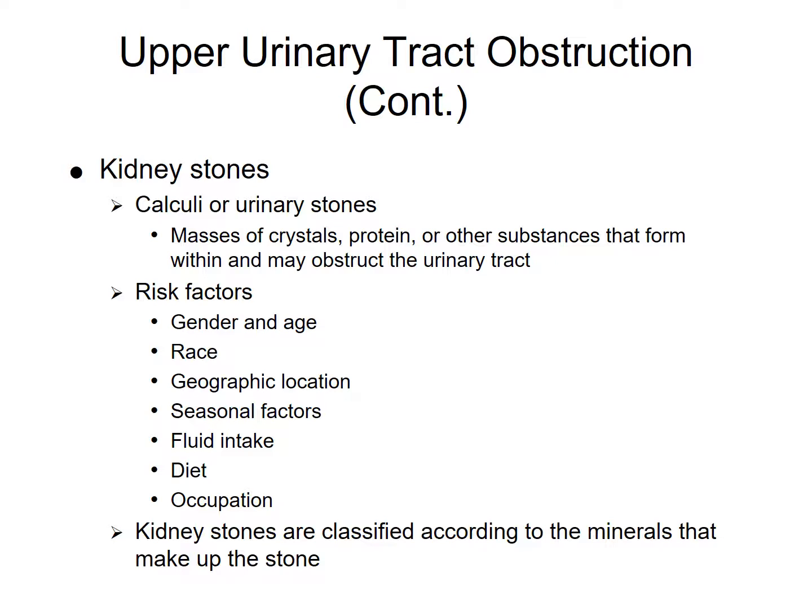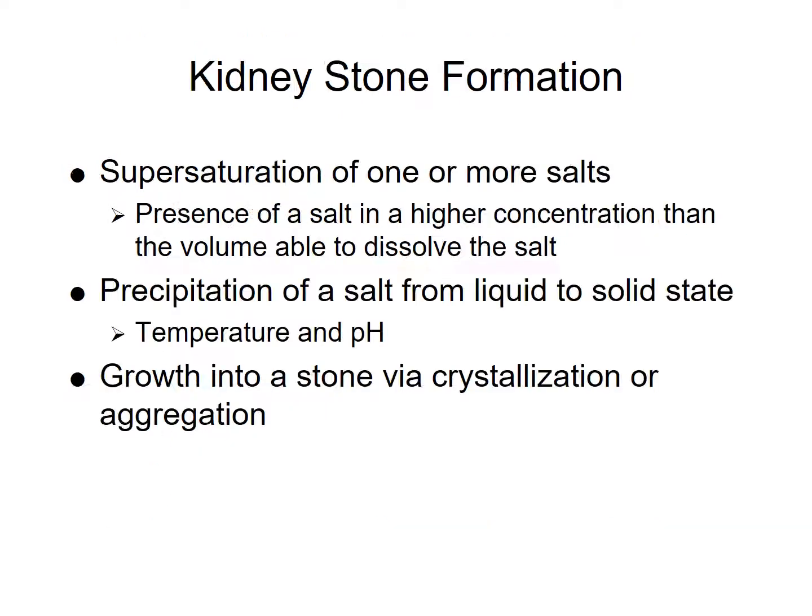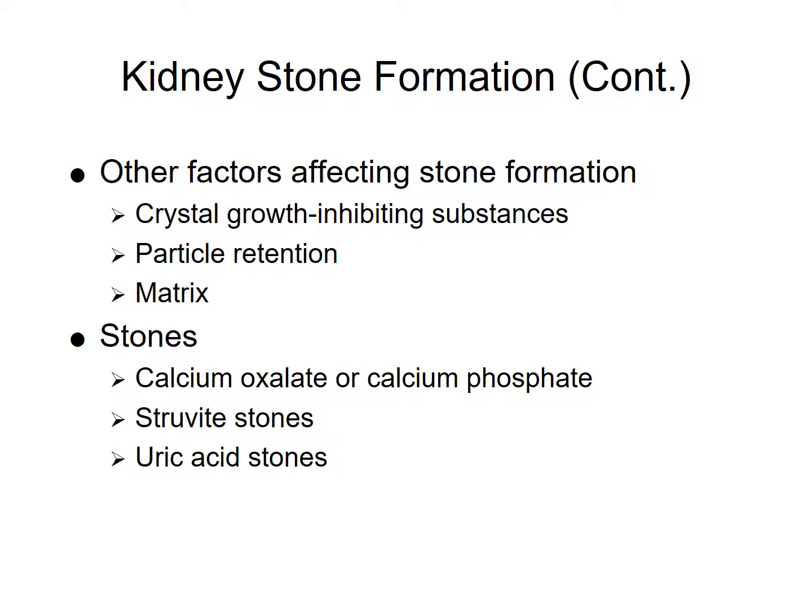And the kidney stones are classified according to the minerals that actually make up the stone. It's a supersaturation of one or more salts, and if a salt is in a higher concentration than the volume can dissolve, it grows into a stone via crystallization or aggregation. I'm sure some of you have seen kidney stones and what they look like. They can look like crystals actually, or they can look like a rock. Other factors affecting the stone formation: crystal growth inhibiting substances, particle retention, and issues with the matrix.